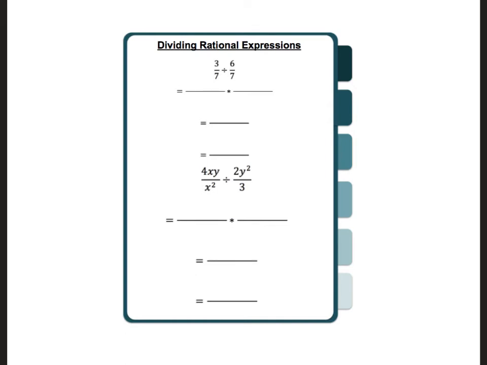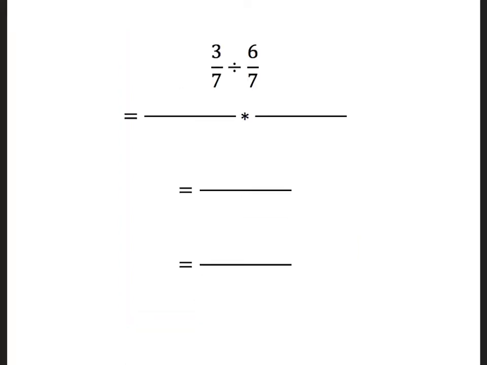Hello, in this video we're going to talk about dividing rational expressions. Essentially, we're just dividing two fractions. So for my first one, we have 3/7 divided by 6/7.